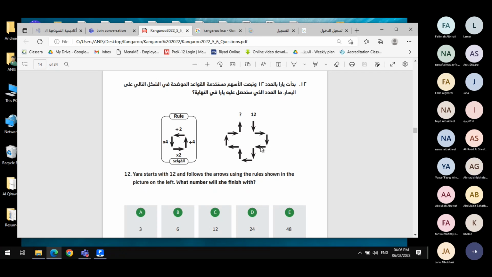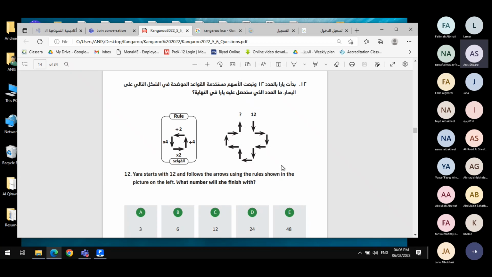48. And now 48 divided by 4 gives us 12. And now 12 multiplied by 2 gives us 24. And now 24 divided by 4 gives us 6. So, Mister, I think the answer is 6. Yes, right. But I can help you more with that.